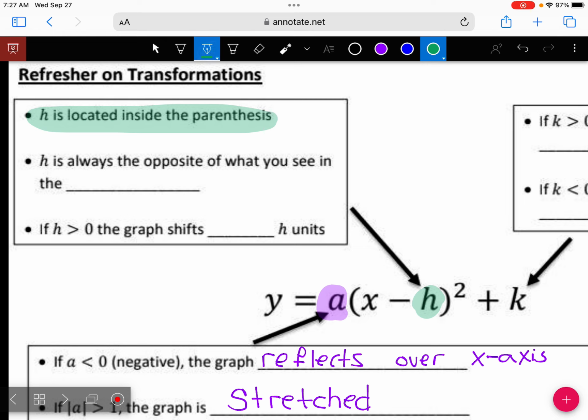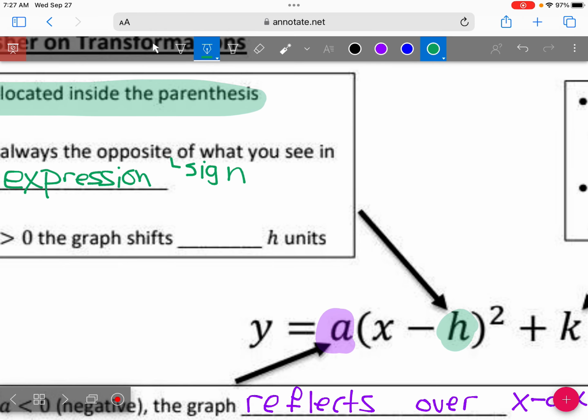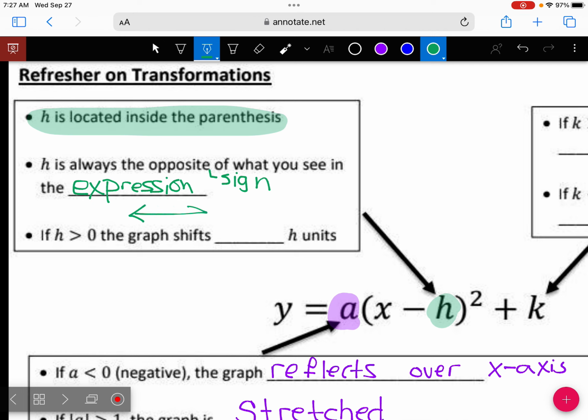And it always, always, always has the opposite sign of what you see in the parentheses or in the expression. It's always the opposite sign because it's the H opposite. And this tells us if the graph is going left or right. If H is negative, it goes left. If it's positive, it goes right. And that's what this blank is saying. It's shifting right H units.